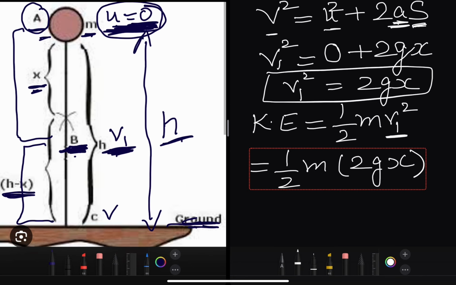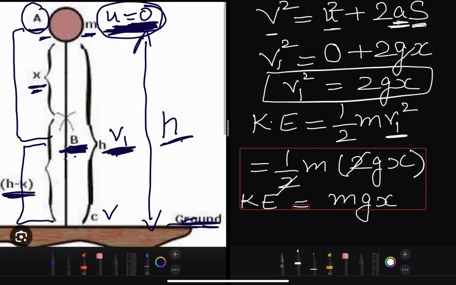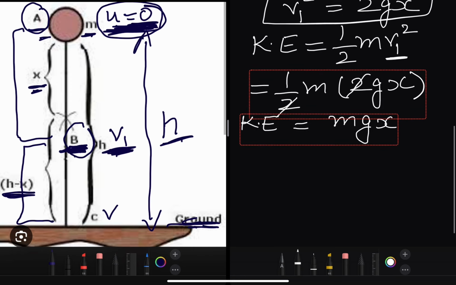Okay, so I hope it is clear. This we got already, the value of V1 square. Now one thing can cancel here. What can cancel here? 2 will cut with 2. What we left here? mgx. So this is the value of kinetic energy possessed by a body when it is at which position? B position. Clear?